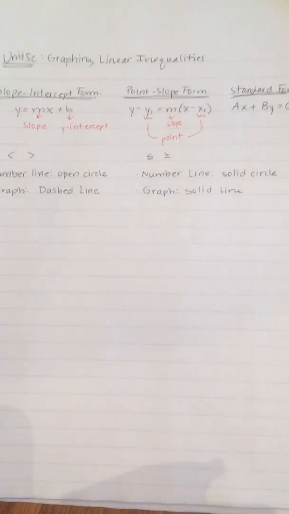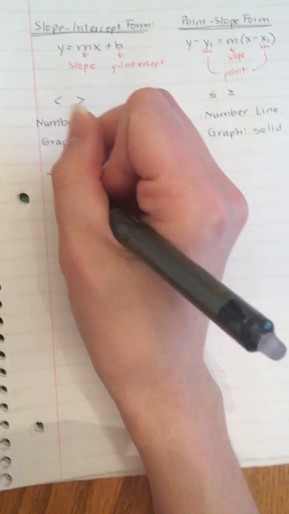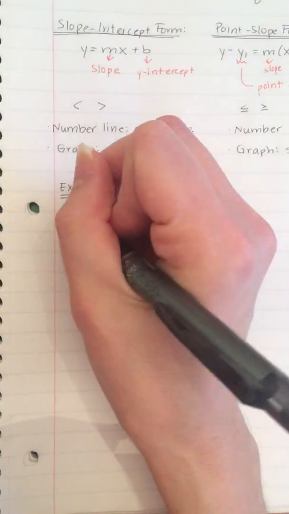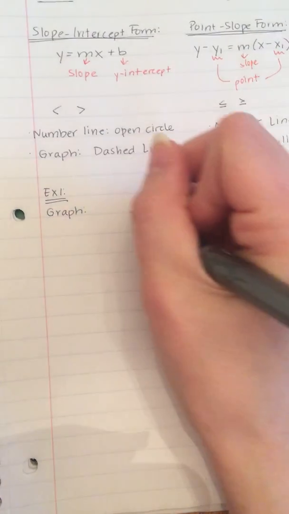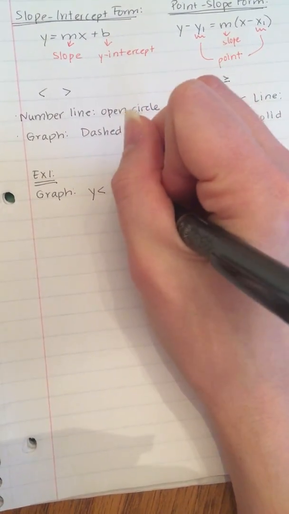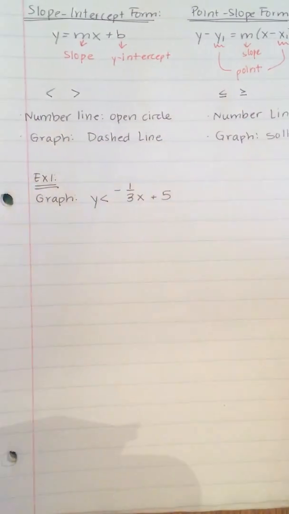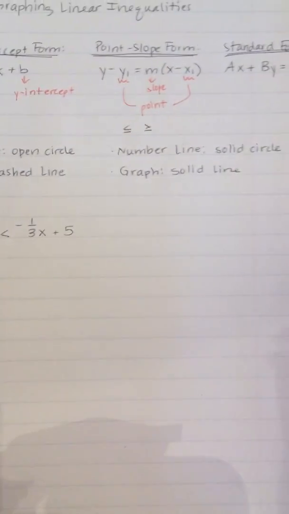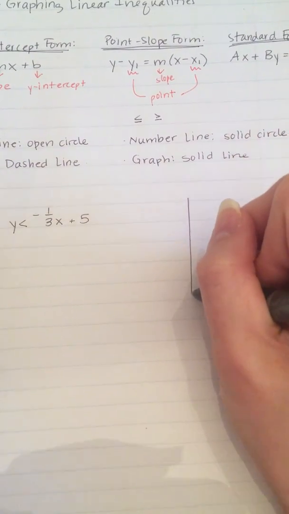Okay, so let's actually get into an example. Example 1, we are going to graph the inequality y is less than negative 1/3 x plus 5. I am going to have you guys draw your own graphs. I'm going to draw it with you. We're not going to make them very large graphs.